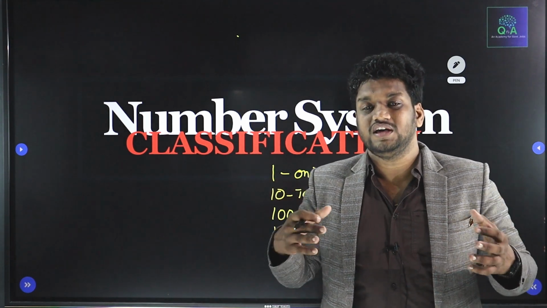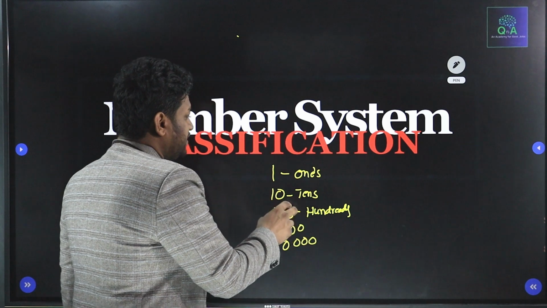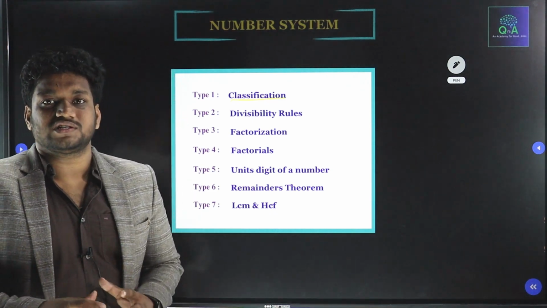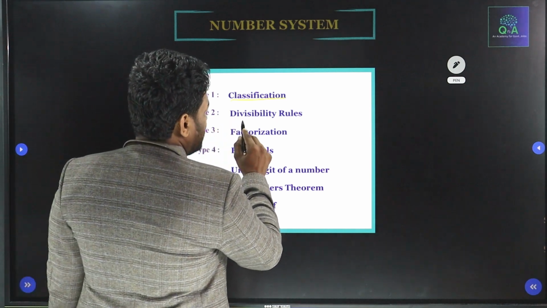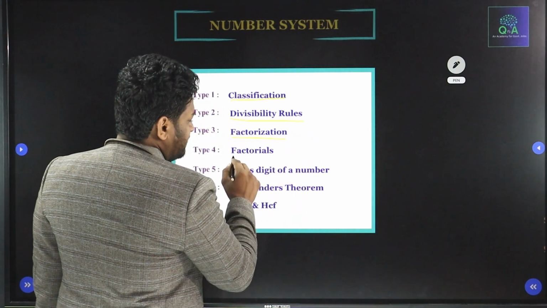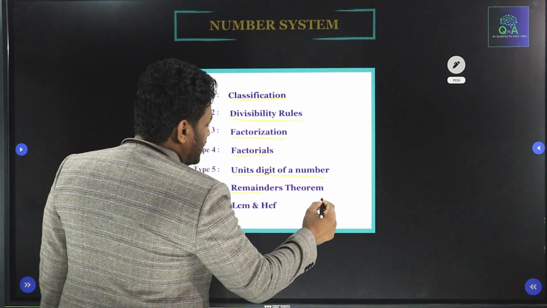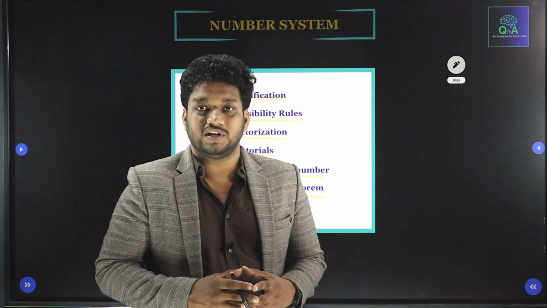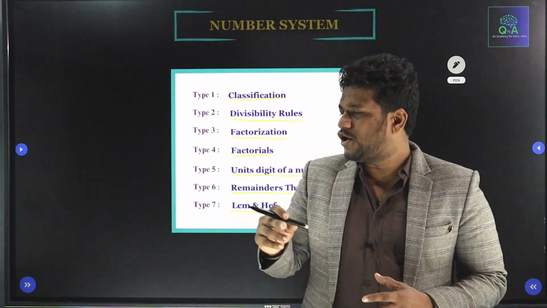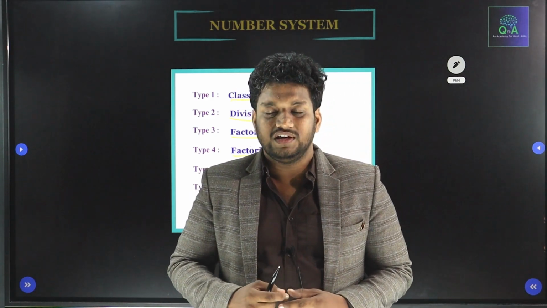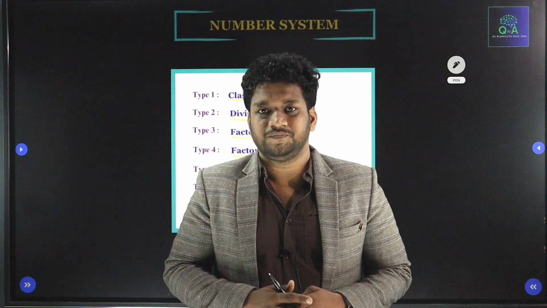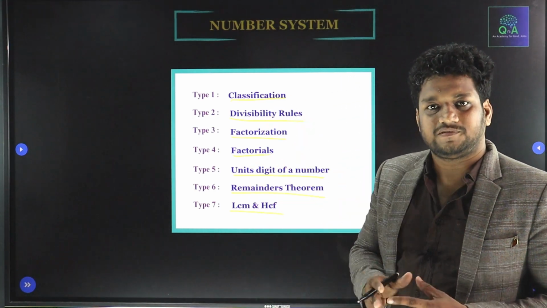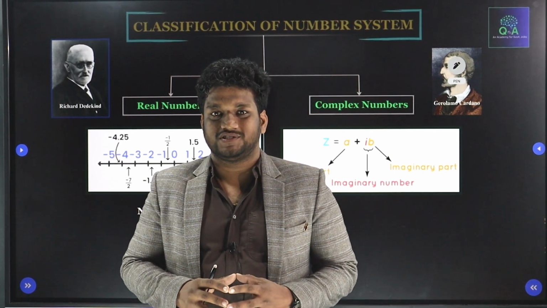In this decimal number system we have a lot of things. The different topics are: classification, which we are going to discuss in this class, and also divisibility rules, factorization, factorials, units digit of a number, remainder theorem, and finally LCM and HCF. These are all the important concepts in number system. On all these concepts you'll have each and every topic, and we'll solve some questions also. So if you complete this playlist, you can complete all those topics I have written here. Now let us see the classification of number system.